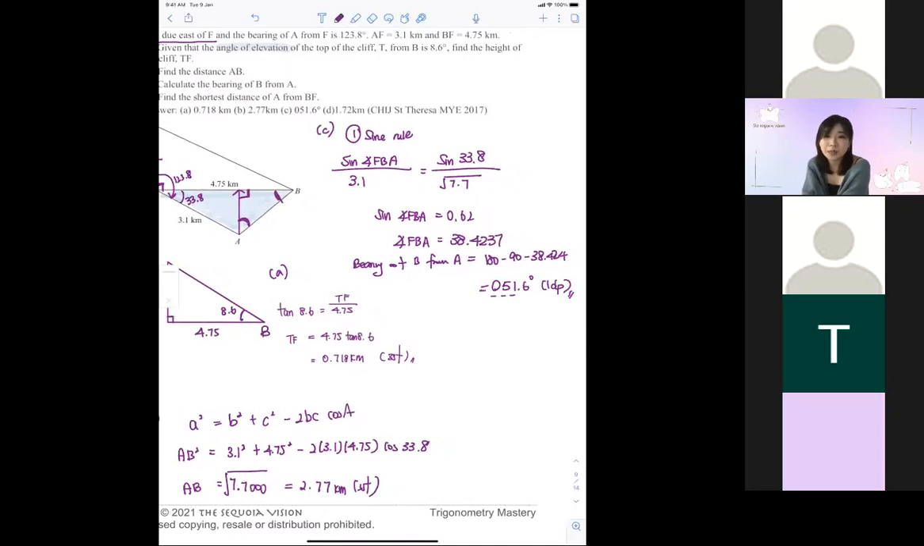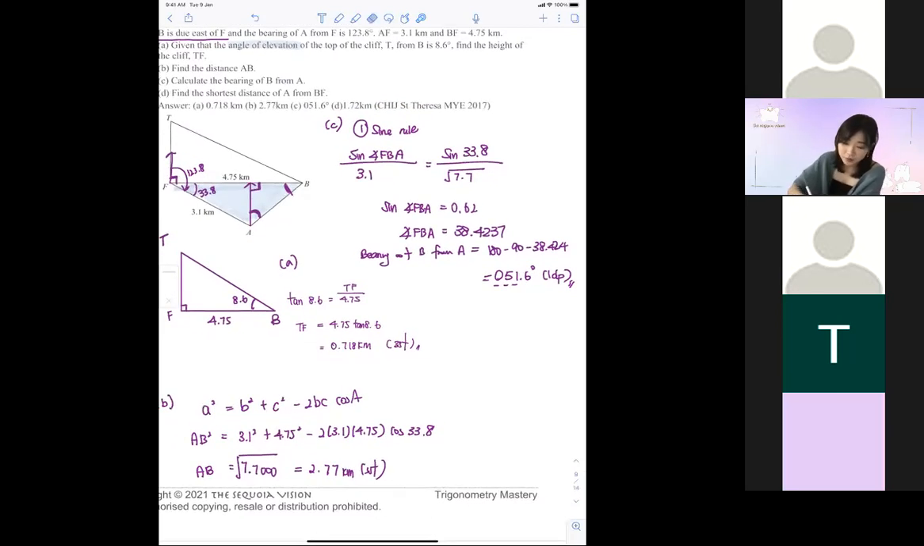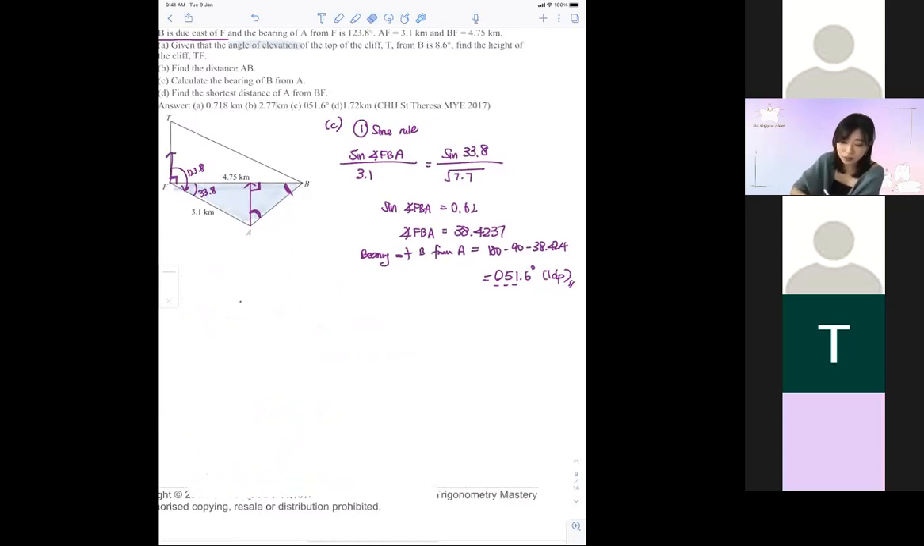Does anyone want me to do method 2 using SOH CAH TOA to find this angle? If you want to see method 2, can you help me put a thumbs up? Okay, I'll use method 2. Once you're done with method 1, help me put a thumbs up and I'll go on to method 2. I erase this part first, it's too messy already. I need more space. I write down method 2 here. Let me know when you're done.